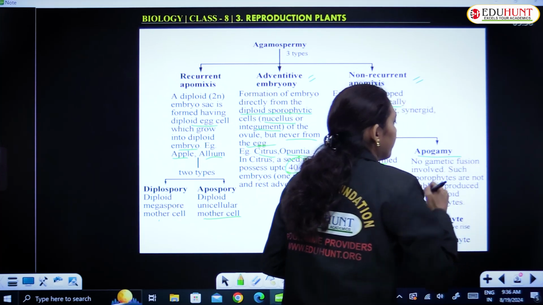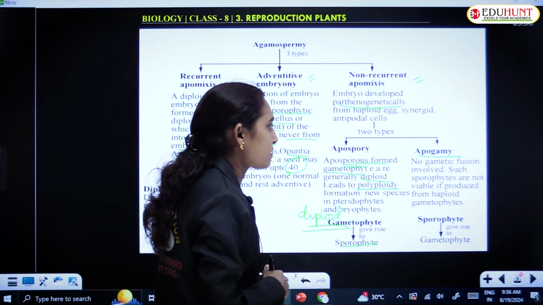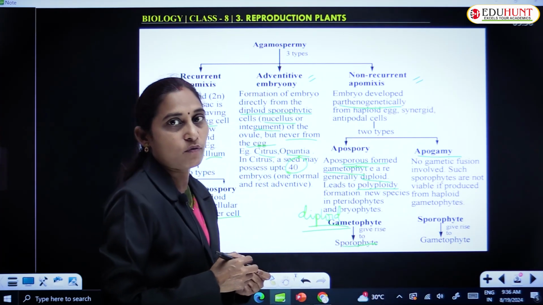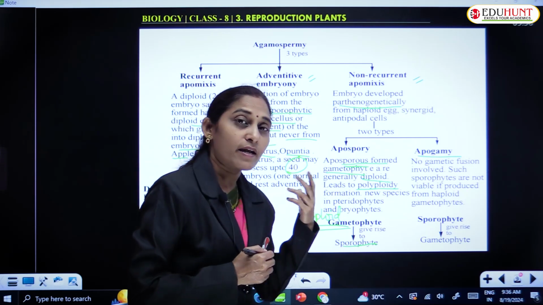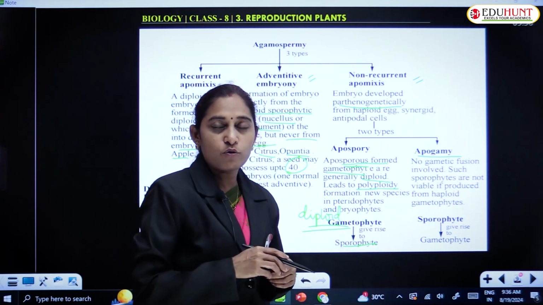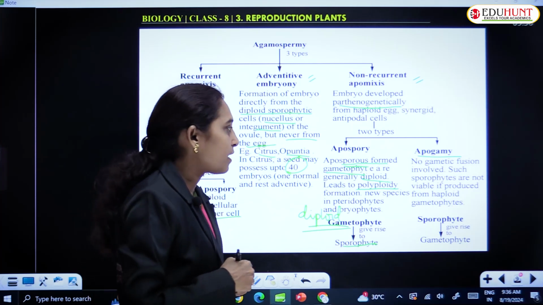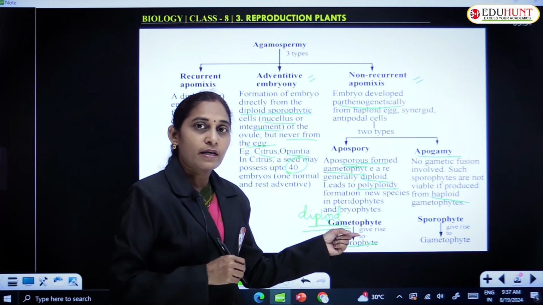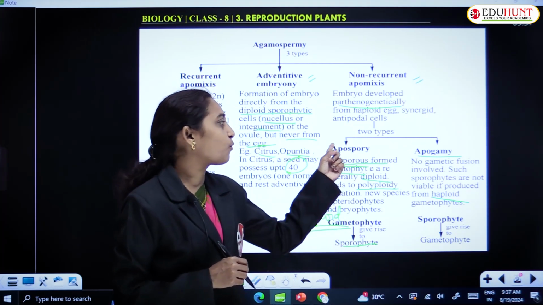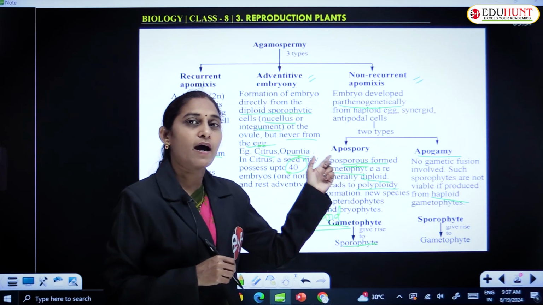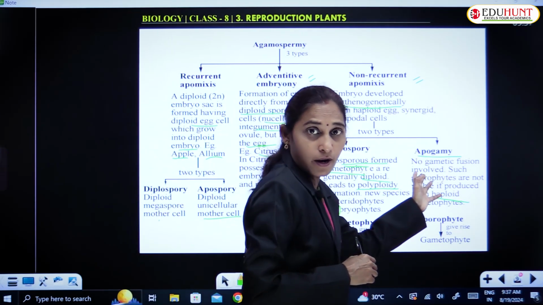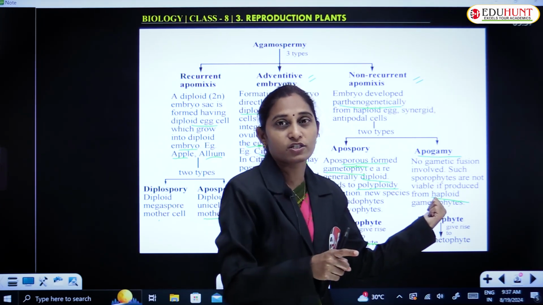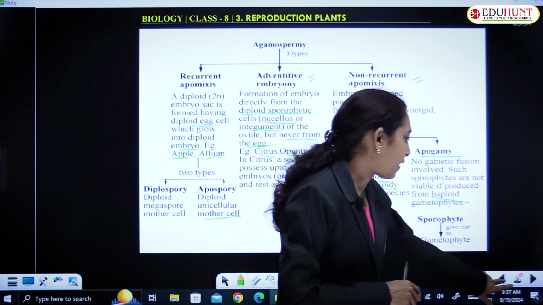Then apogamy. No gametic fusion takes place. Such sporophytes are not viable if produced from haploid gametophytes. If sporophytes are produced from gametophytes without fusion, without fertilization, they are haploid. Remember this point.